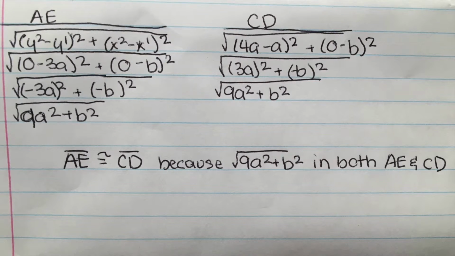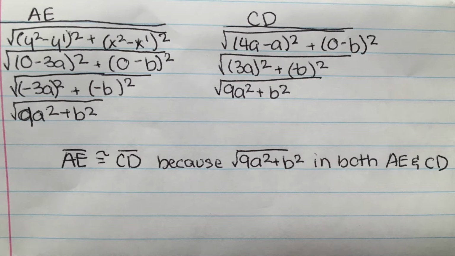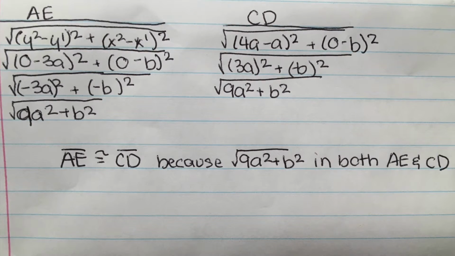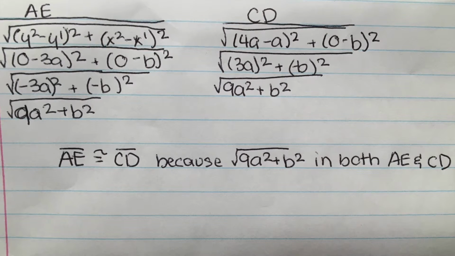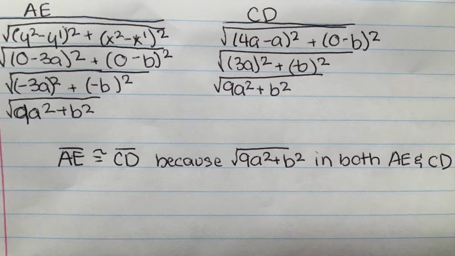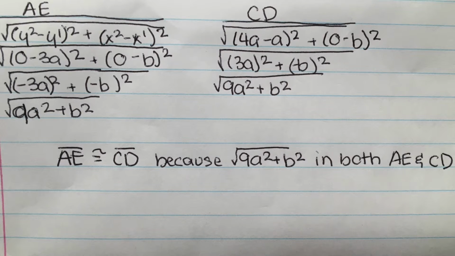Plug the points into the distance formula for CD, and you will get the square root of (4a minus a) squared plus (0 minus b) squared. That equals the square root of 3a squared plus negative b squared, the end result of 9a squared plus b squared. Since both of the lines are equal in length, we can say that line AE is congruent to line CD.